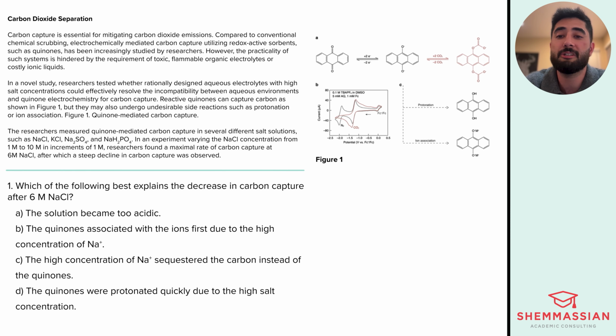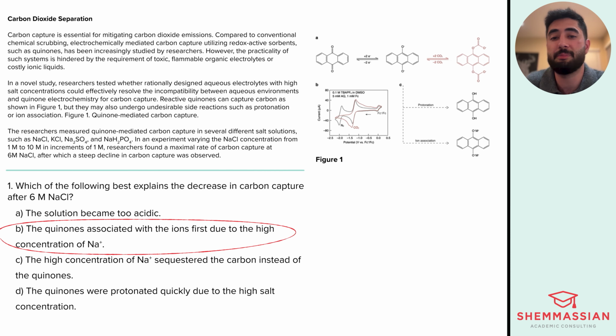Because again, we want to think about it as you're adding this salt solution and it works great up until a certain point, but why would too much of it be a problem? Which is why the high salt concentration was important for B, C, and D, but it's probably again because the sodium ions are associating with that quinone and preventing it from carbon capturing. And so very likely the answer option is going to be B.